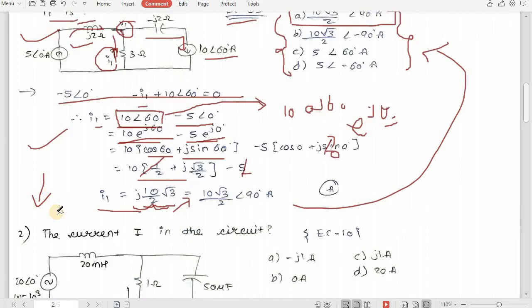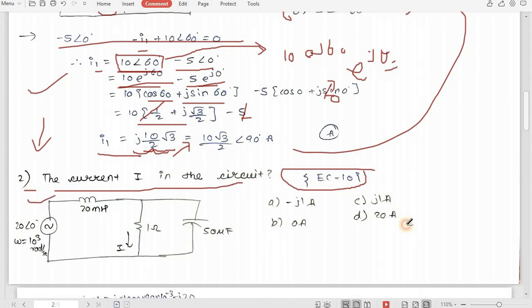Now let's move on to the second sum. This second sum says that you have to find out the current I in the circuit, and note one thing, this is from EC 2010. The circuit is here, the options are here. So the very first step to solve this phasor based sum is you have to convert your circuit into reactance form. So L will be converted to j omega L, C will be converted to 1 upon j omega C, R will be R only.